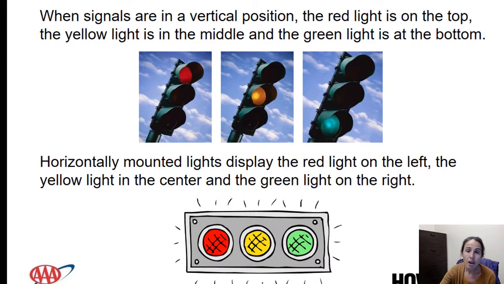We have our lights that are actually horizontal, and then we have them vertical as well. It was talking about the difference in the horizontal lights and the vertical lights. When signals are in vertical position, the red light is on top, the yellow light is in the middle, and the green light is on the bottom. The horizontal mounted lights display the red light on the left, the yellow light in the center, and the green light on the right.